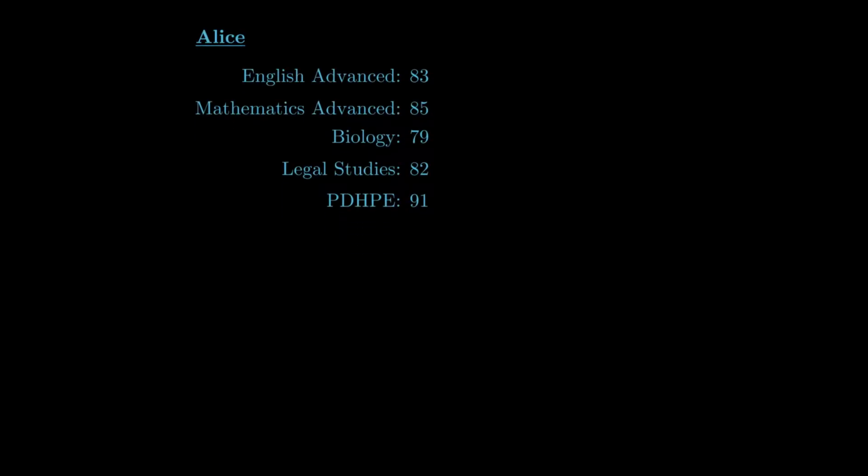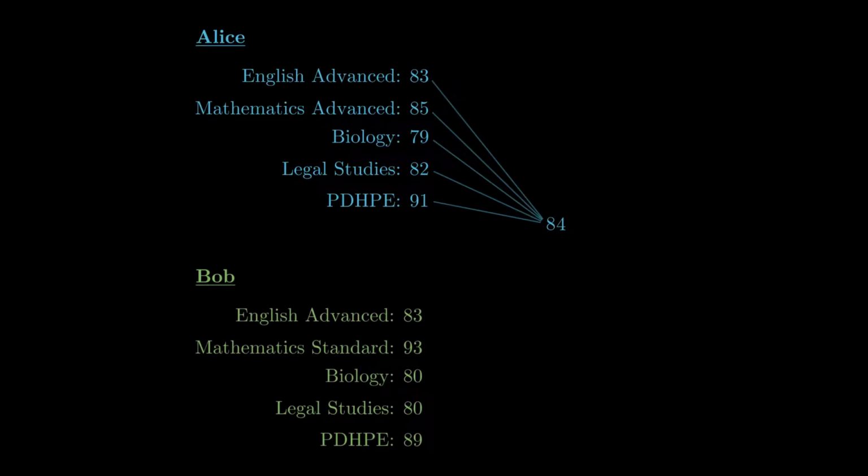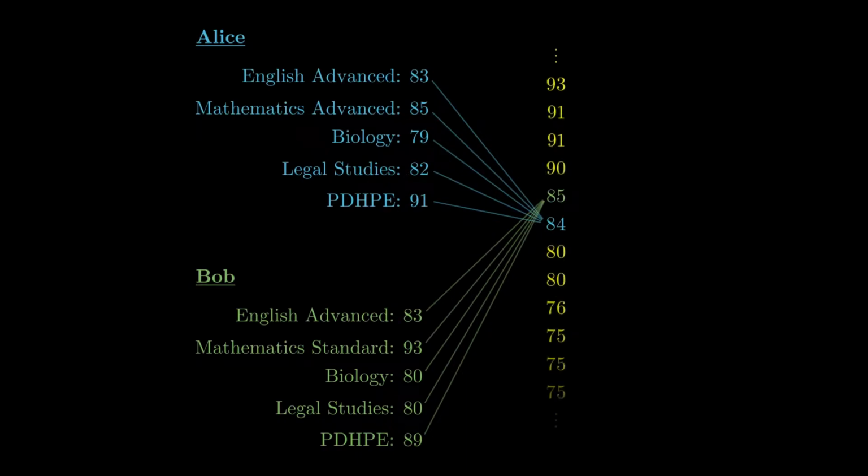Suppose we have a student who achieved these marks in English, Maths, Bio, Legal, and PDH. We could work out an average for her, which in this case is 84, and we could do the same for the next student, who does very similar subjects and has achieved some very similar marks as well. We could work out an average for him, which in this case happens to be 85. And presumably we could rank the grade according to their average scores.